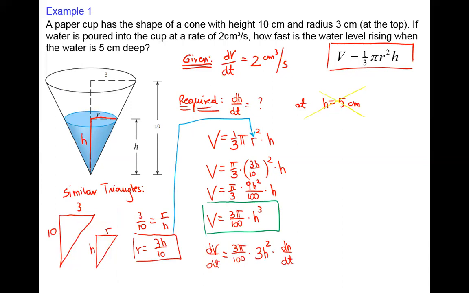Perfect. Now I can substitute all of the given information. dV/dt is 3 pi.